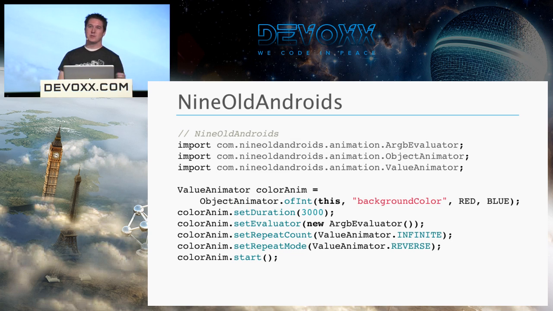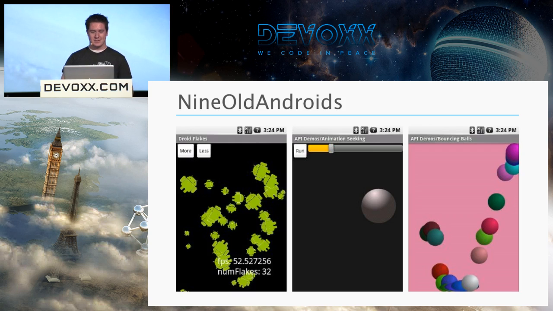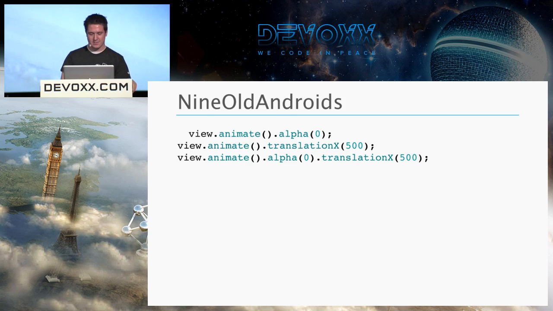All you have to do is change your imports, include the jar, and your ICS and up style, or 3.2 and up style animation will now work from Android 1.0 to Android 4.2. And yes, I have tested this on Android 1.0. This is the API demos that are on ICS and up running on an Android 1.0 emulator.